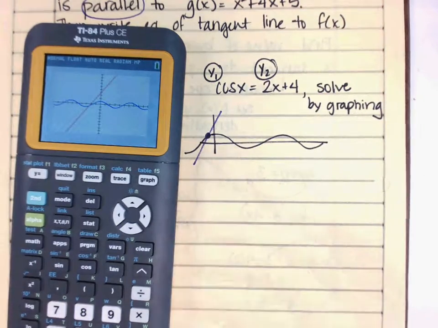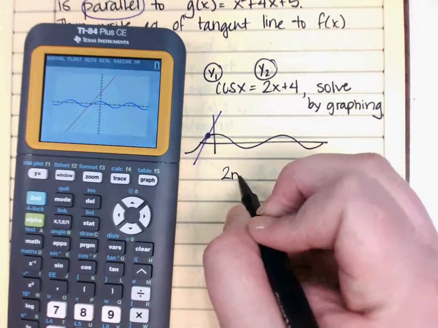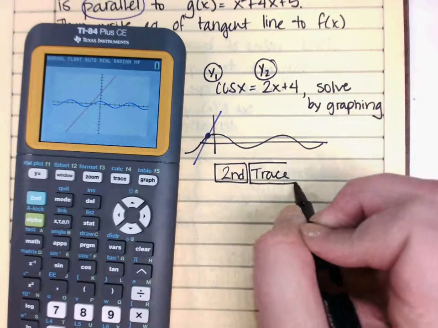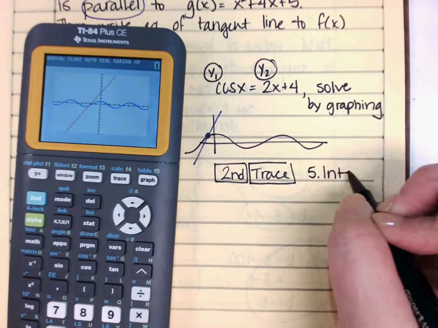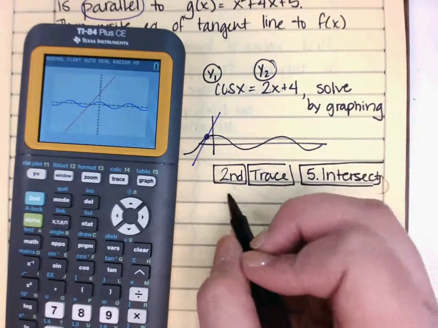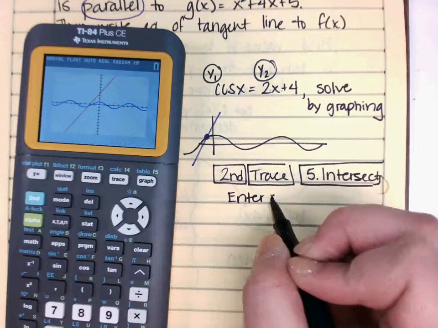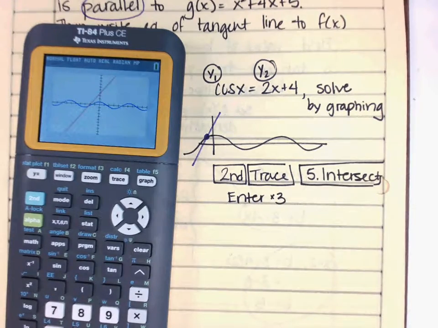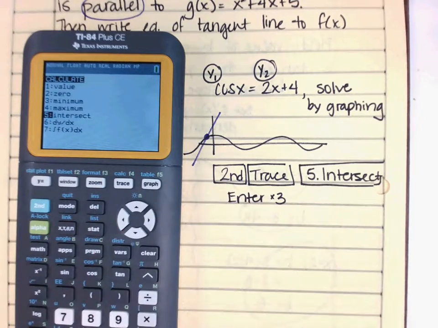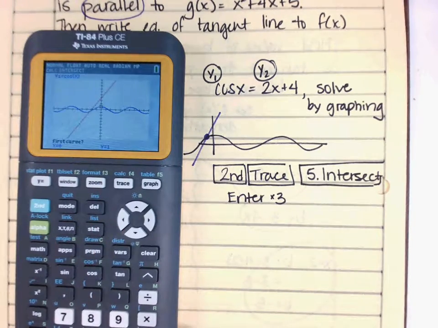Do you remember how to find it? Yeah. Okay, second trace, intersect. You do not have to write these steps down if you remember how to do it. And then remember, you're going to have to push enter 3 times. Okay? So I'm going to do it now in the calculator if you need to watch. So second trace. Go down to option 5, intersect. Then you're going to push enter through first curve, enter, second curve, enter, guess, enter. Okay, on the calculus test, you need to go to 4 decimal places.